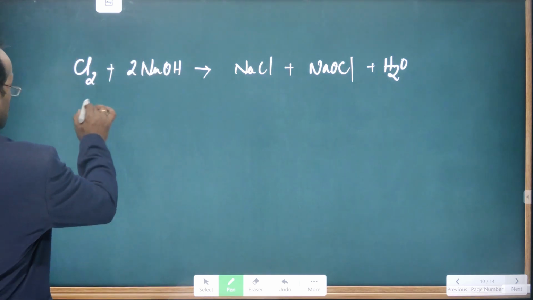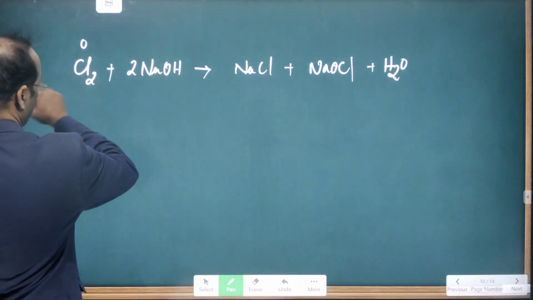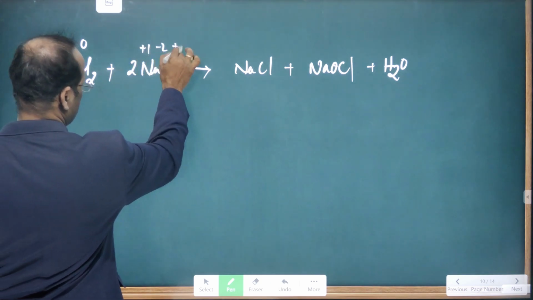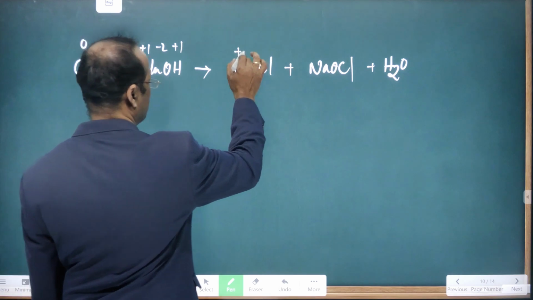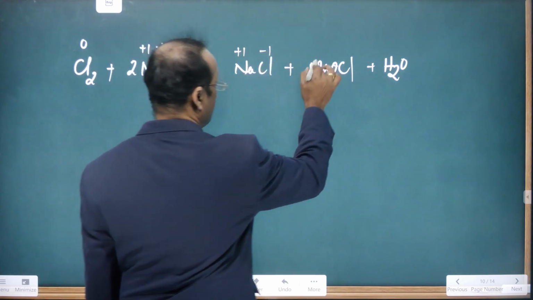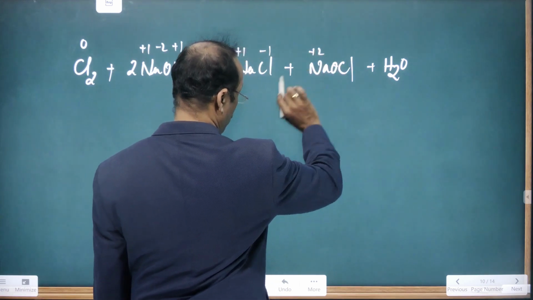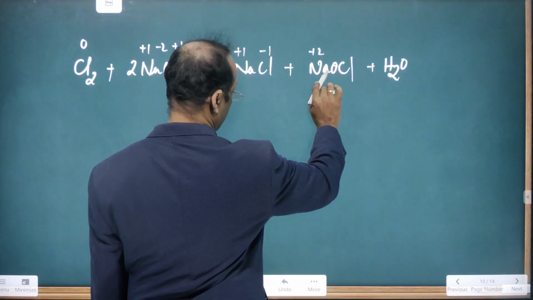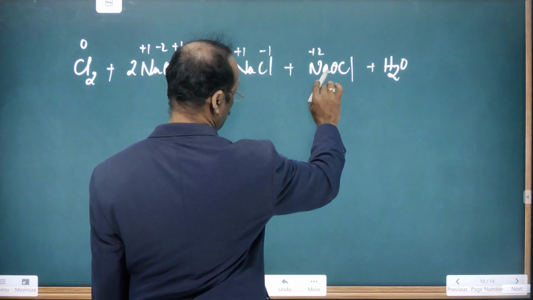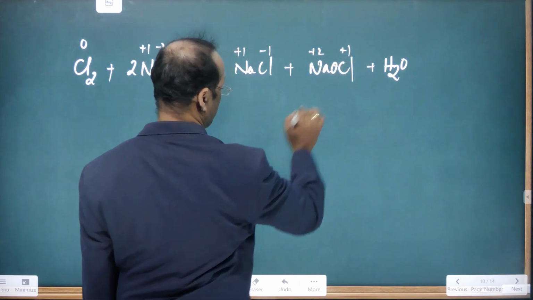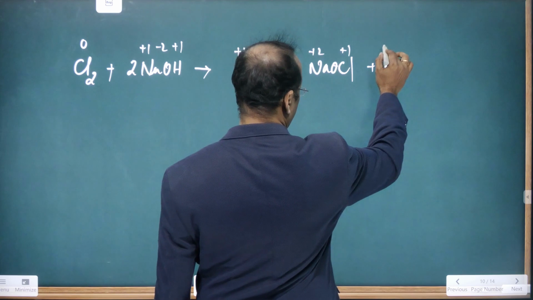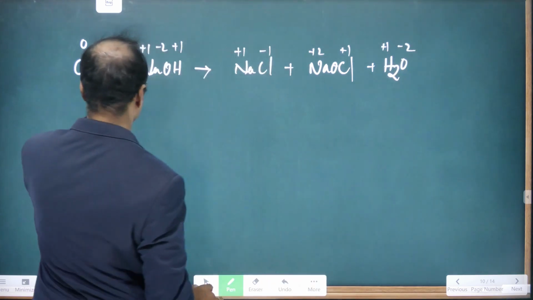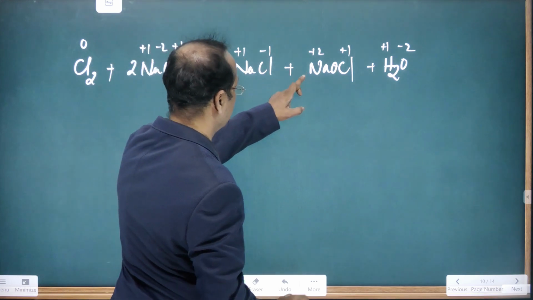Here chlorine's oxidation number is 0 because it is an individual element. Here sodium is +1, oxygen is -2, hydrogen is +1. Here sodium is +1, chlorine is -1. Here sodium is +1 and oxygen is -2, correct? If oxygen is -2, then chlorine is +1. And here hydrogen is +1, oxygen is -2.